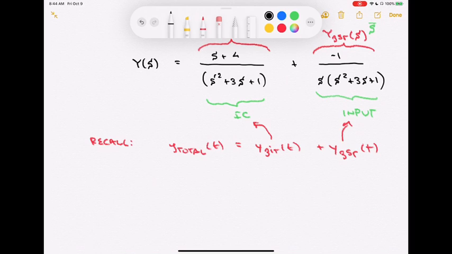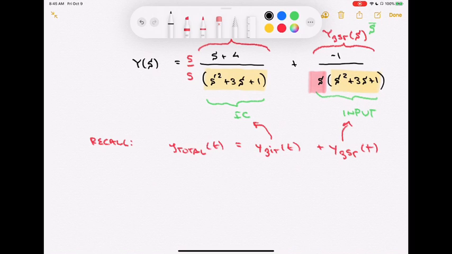You'll notice that the term on the left has the denominator s squared plus 3s plus 1. Well, so does this right-hand term. It has an s squared plus 3s plus 1, but it also has that extra term s. So if I want to combine these together, I need to multiply this first one by an s over s. That's just a fancy one, and it's going to ensure that they both have the same denominator, and then I can combine everything together.